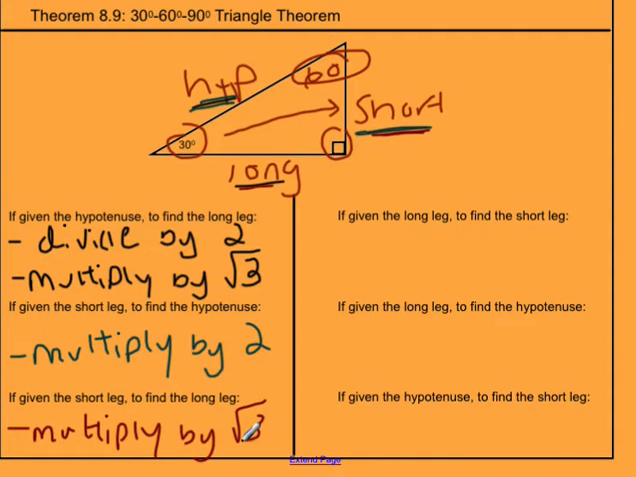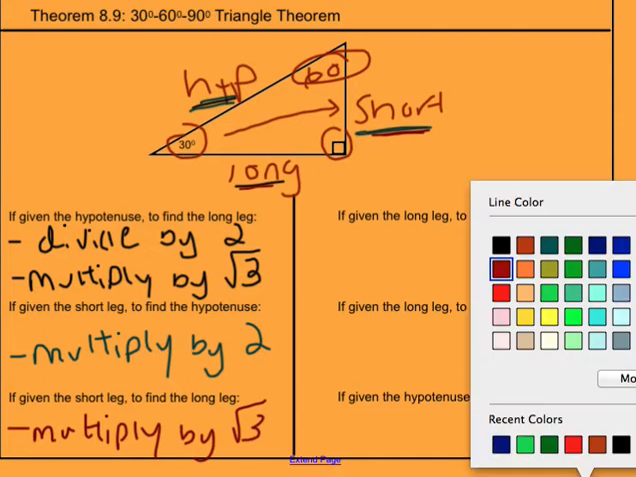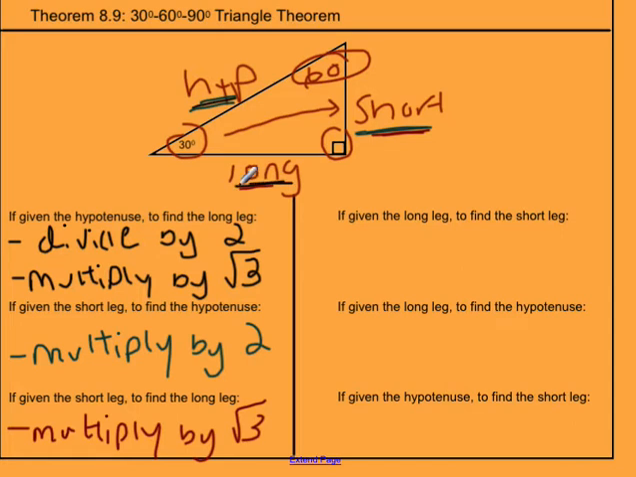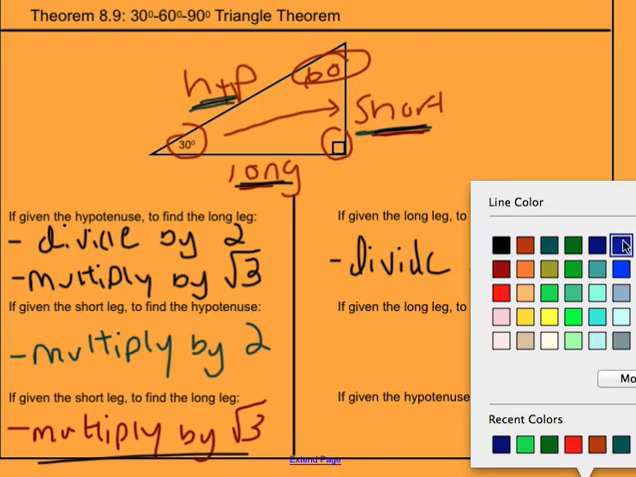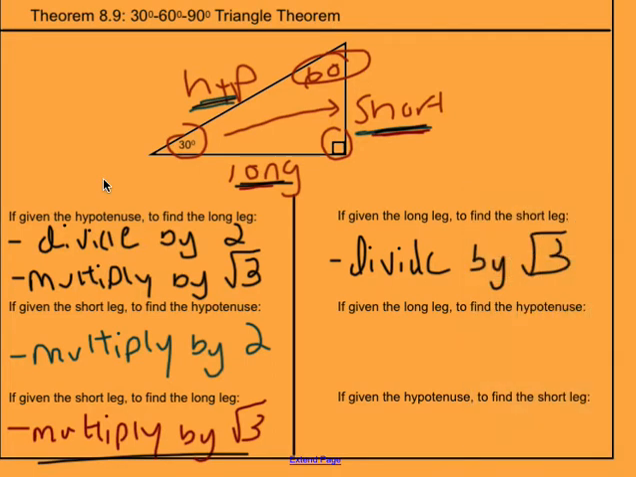Then for the next one, if you're given the long leg and you want to find the short leg, you're going to divide by the square root of 3, which makes sense because that's the opposite of this one. So really make sure you're writing these down because you can use these rules on your quiz. It'd be really nice to have this out in front of you.